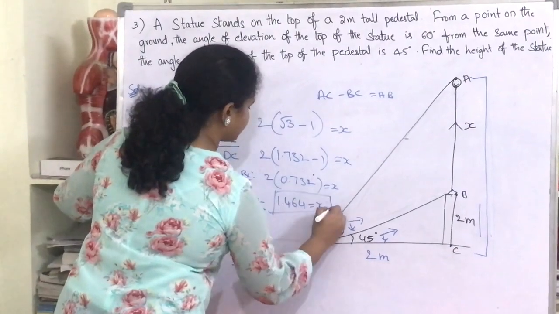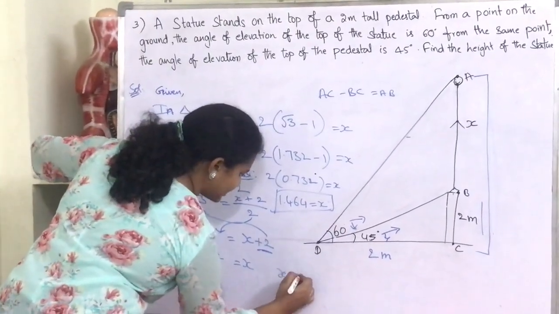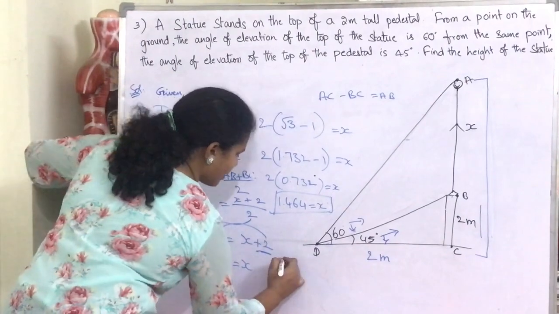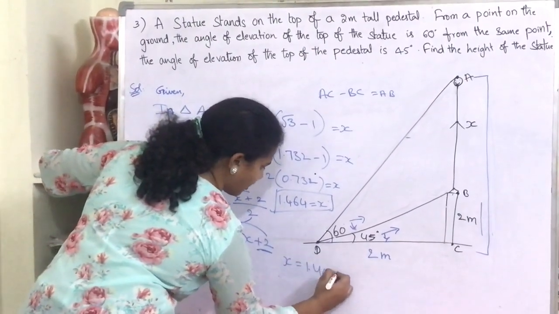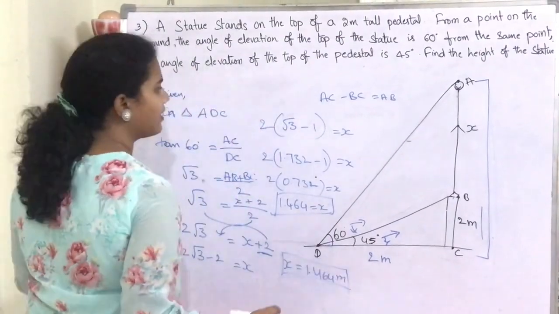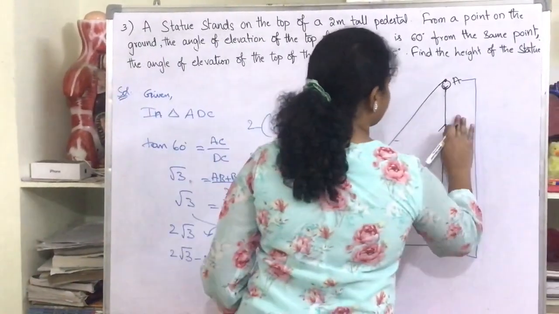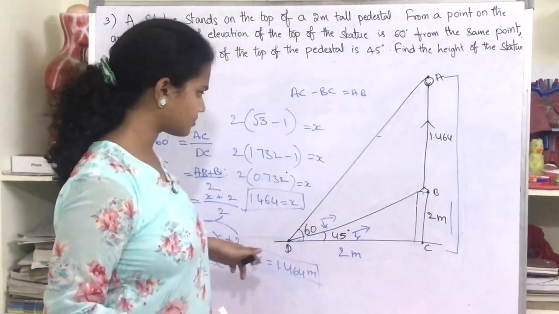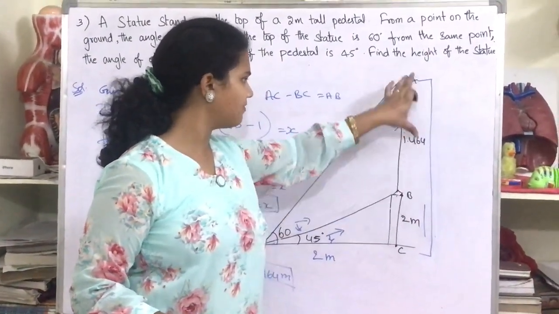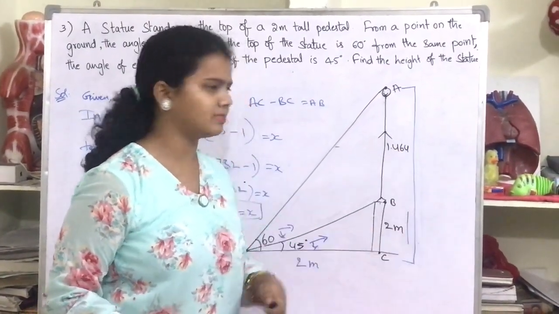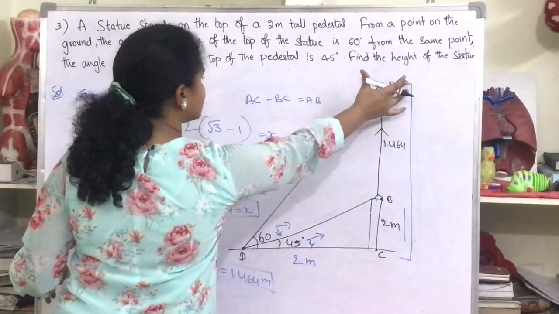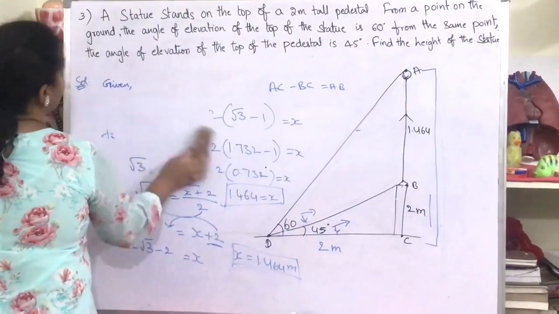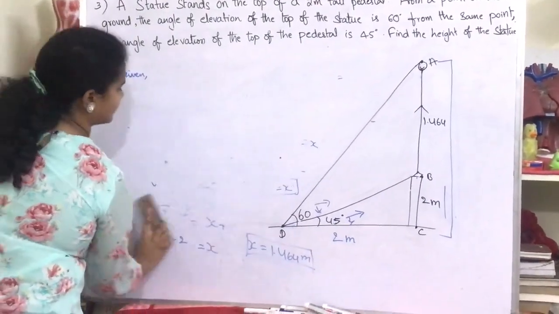Thus we got the x value, where x equals 1.464 meters. That's the height of the statue. The height of the statue is 1.464 meters. If we add 1.464 plus 2 meters, we get the AC value, but the question asks us to find the height of the statue. Thus the height of the statue is 1.464 meters.